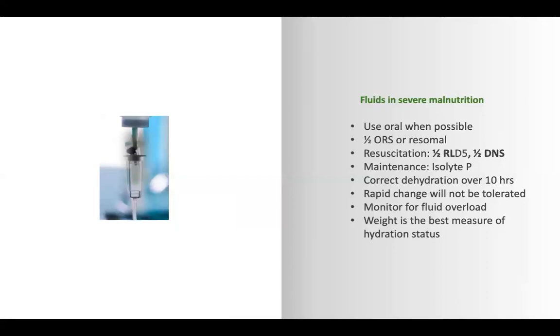Also remember, as I already said, for replacement fluid you should be using half strength ORS. For resuscitation, it is never normal saline. It's always preferable to use half DNS or half RL with D5. Remember, these are children who develop hypoglycemia very early because their glucose store is very less. So that is why this is the only situation where you use a dextrose-containing fluid for resuscitation, and this is one of the rare situations in pediatric ICU. For maintenance, we use isolyte P. In all other situations, we do not use isolyte P.